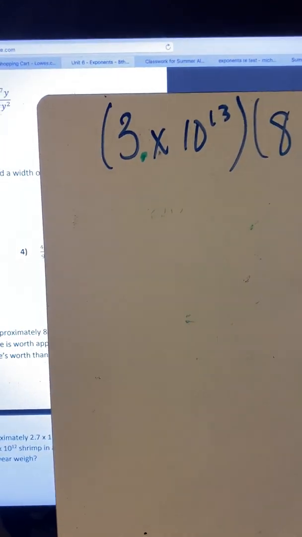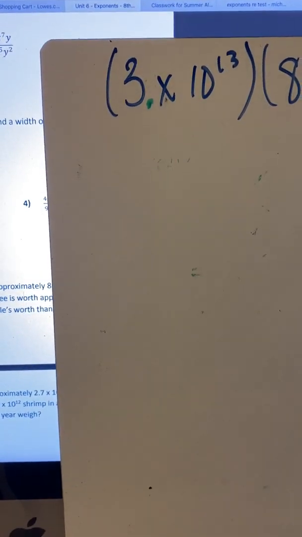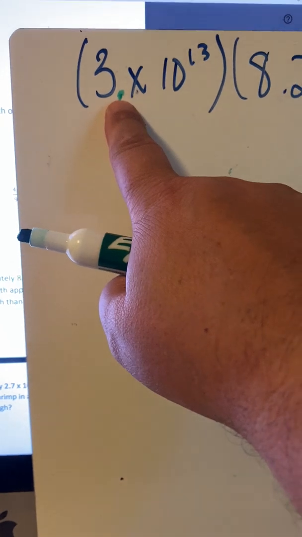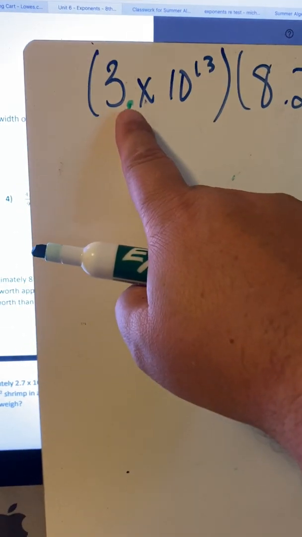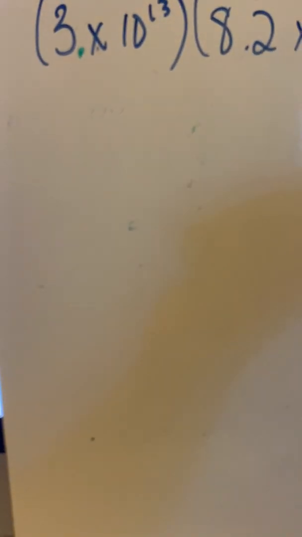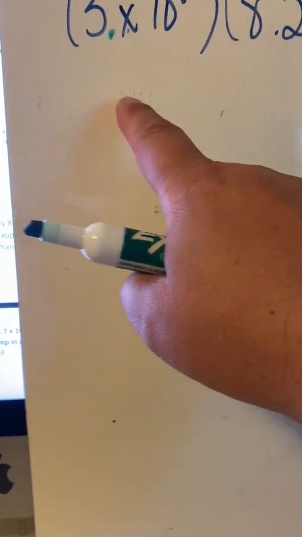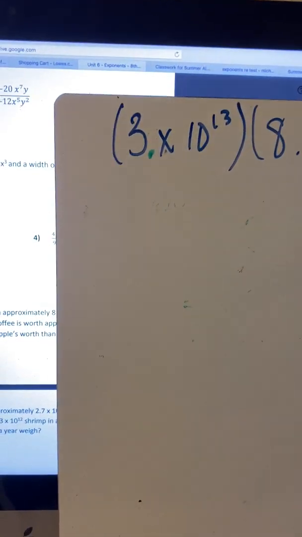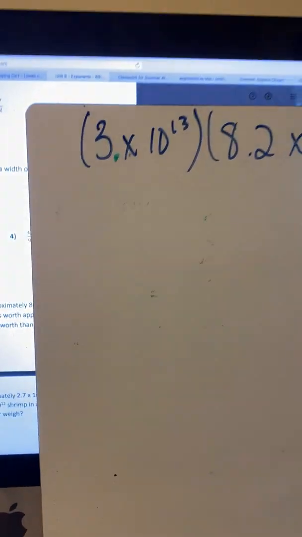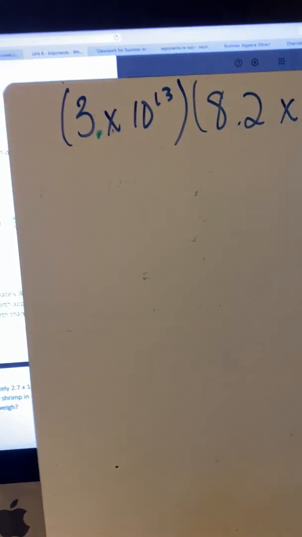That way you don't have any worries about where the decimal is. But 3 times 10 to the 13th power is basically just saying this decimal point moves 13 times, and because it's positive, it moves 13 times to the right. So it would just be 3,000,000,000,000. Okay, it's just a huge number. It's a way of writing monstrous numbers or tiny numbers without having to put all the zeros in there.